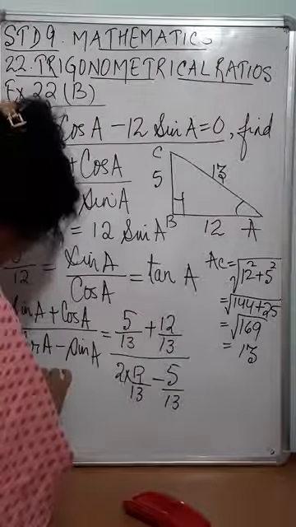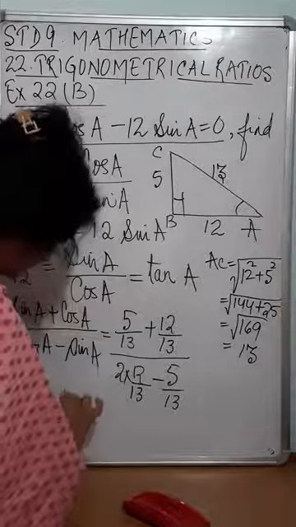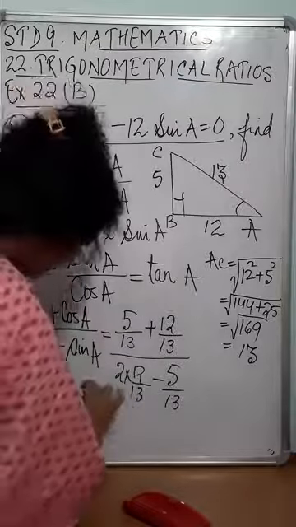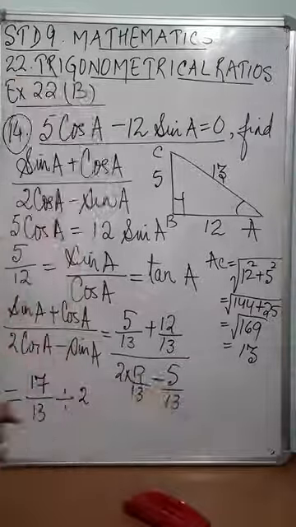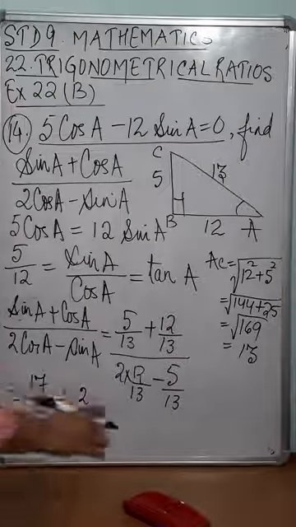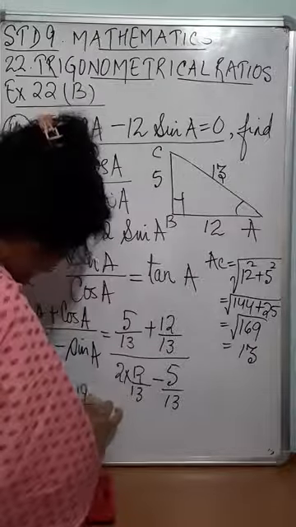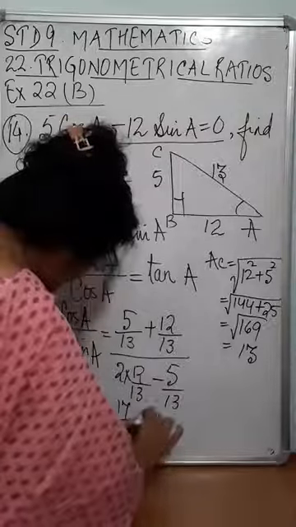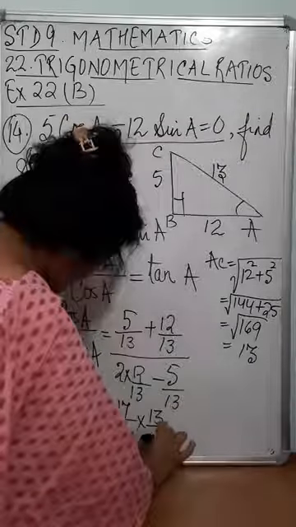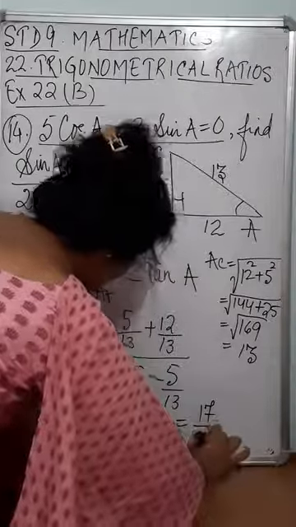It is 17 by 13 divided by 24 by 13 minus 5 by 13, that is 24 minus 5, which is 19 by 13. This is equal to 17 by 13 into 13 by 19. This cancels, and it is equal to 17 by 19.